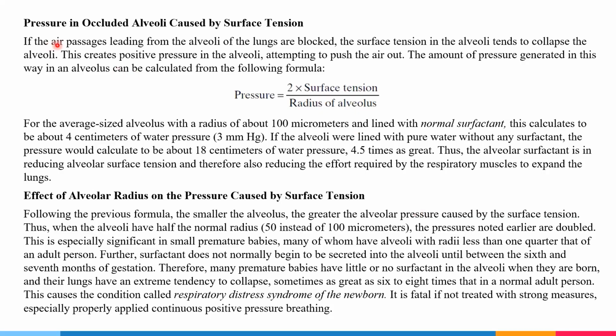Next, we look into pressure in occluded alveoli caused by surface tension. If the air passages leading from the alveoli of the lungs are blocked, the surface tension in the alveoli tends to collapse the alveoli. This creates positive pressure in the alveoli, attempting to push the air out. The amount of pressure generated in this way in an alveolus can be calculated from the following formula: pressure equals 2 times the surface tension divided by the radius of the alveolus.